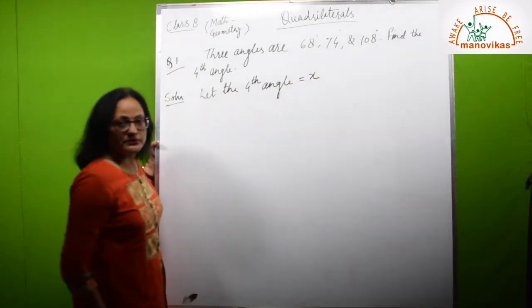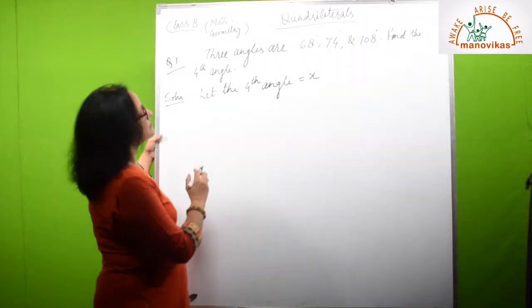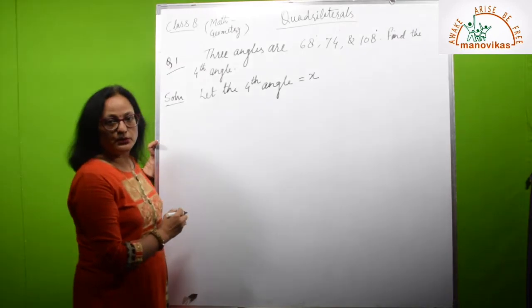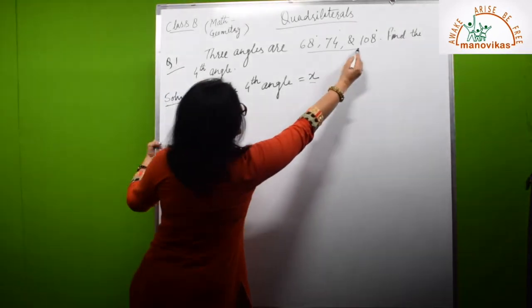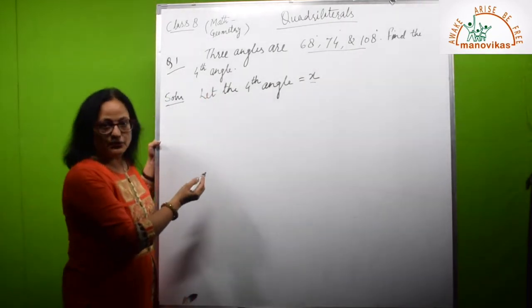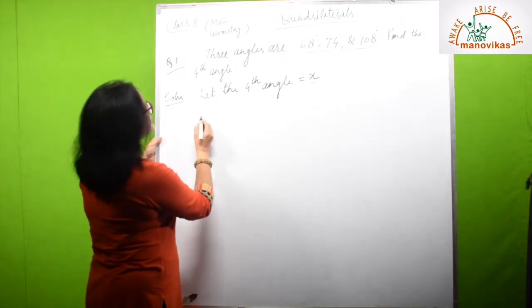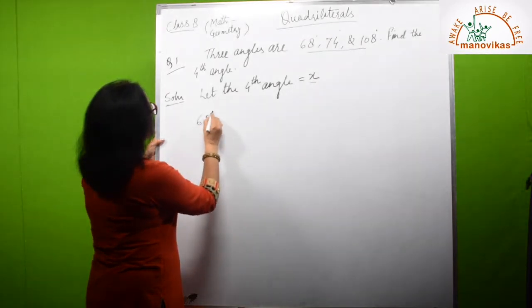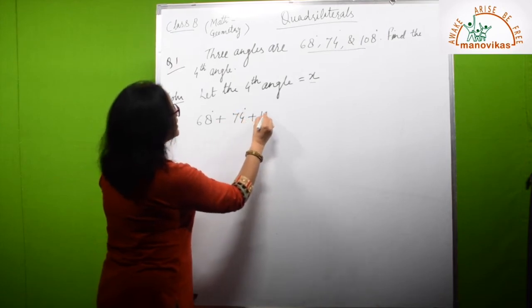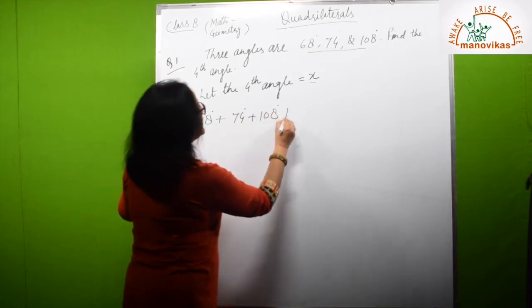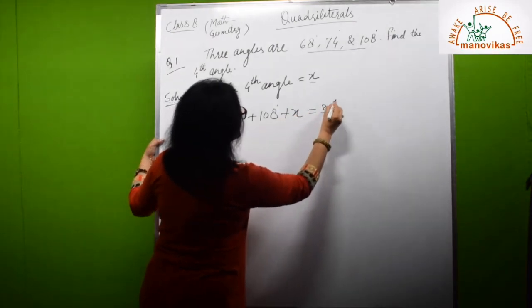We assume it. So here we will use the result we have just found. The sum of all the four angles is equal to 360 degrees. So one angle is x and three angles are given here. If we take the sum of all these four angles, it should be equal to 360 degrees. So let's use the result: 68 degrees plus 74 degrees plus 108 degrees plus x is equal to 360 degrees.